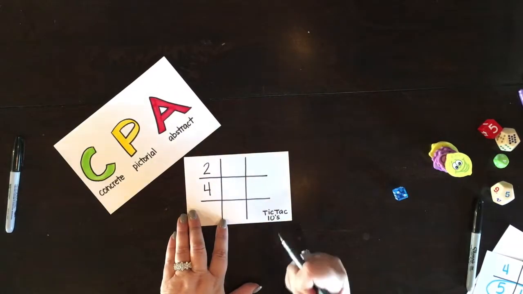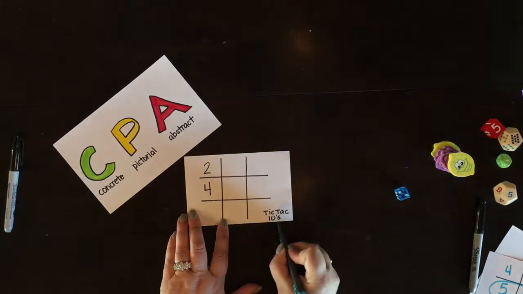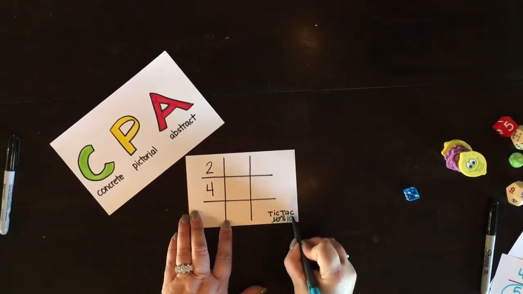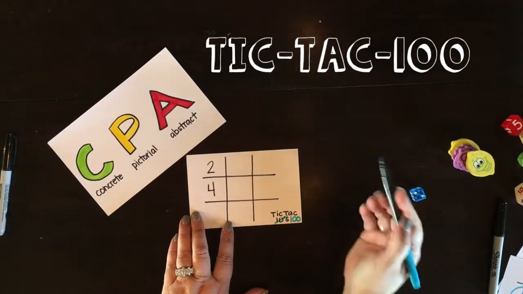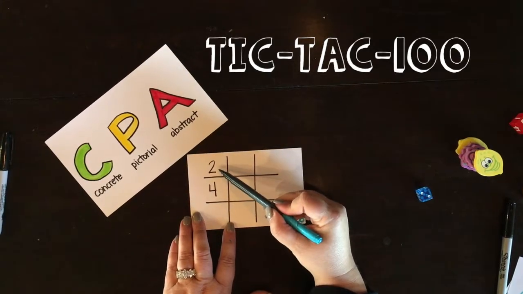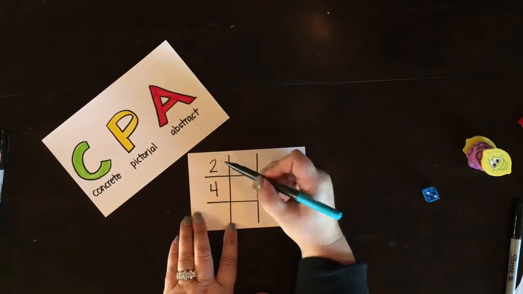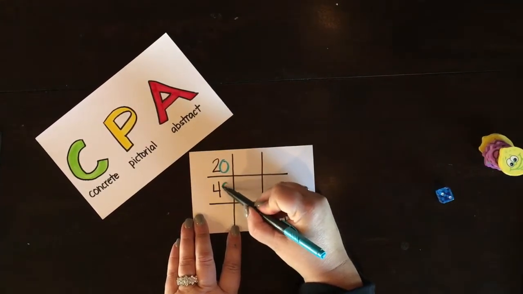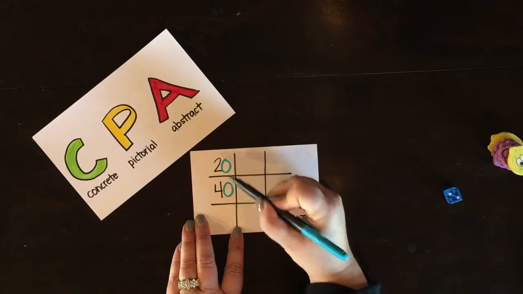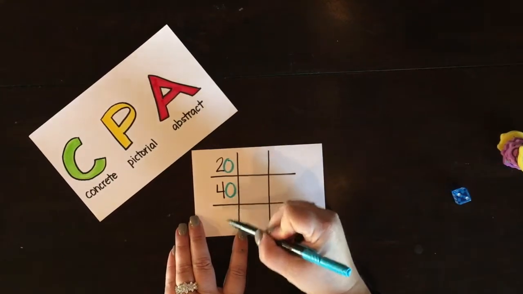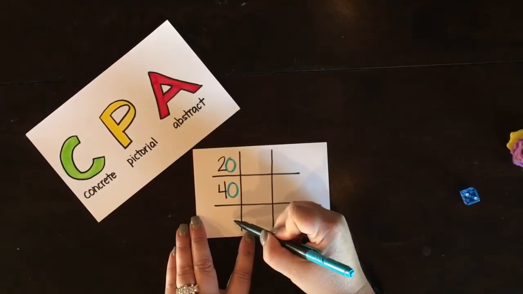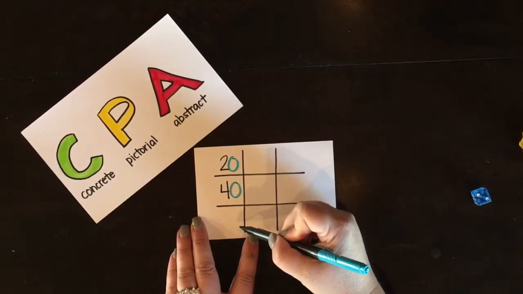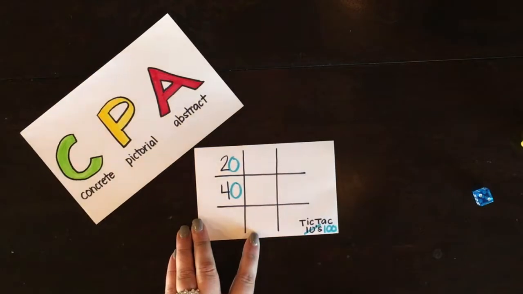If I'm ready to ramp it up even higher, I can think about this instead of tic-tac-tens, I can show the students that that can also help me with tic-tac-hundreds. So instead of this being a 2, this can be 2 groups of 10, which would give me 20. This can be 4 groups of 10, which would give me 40. So 20 and 40 gives me 60. I would need to roll a 40 to be able to get a sum of 100. It helps students think about patterns in numbers.